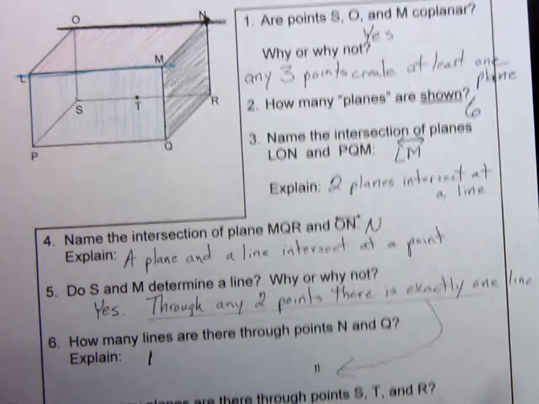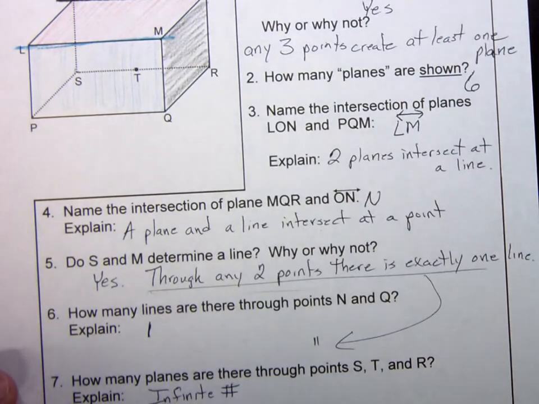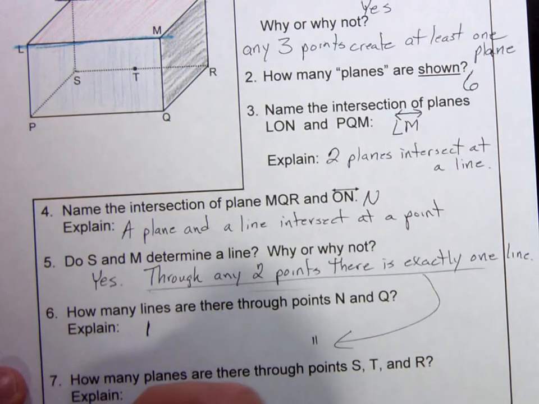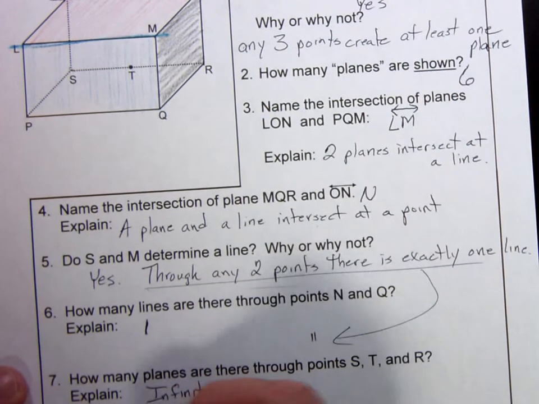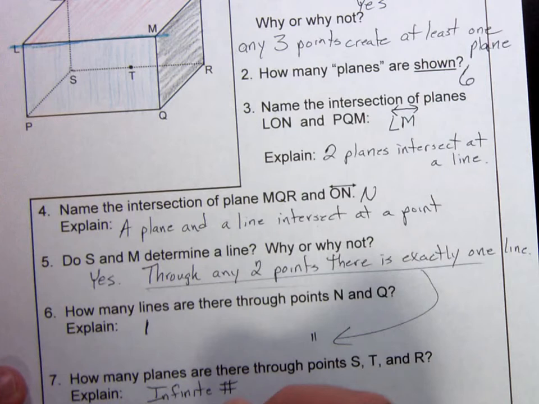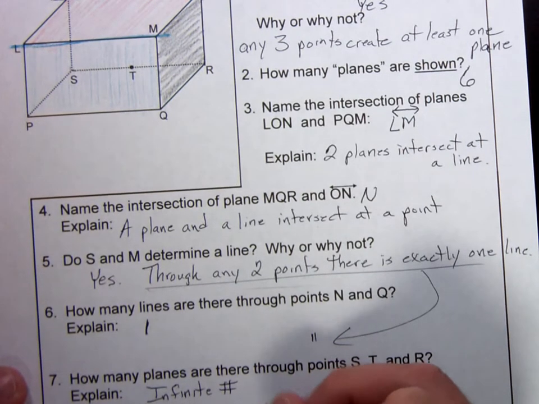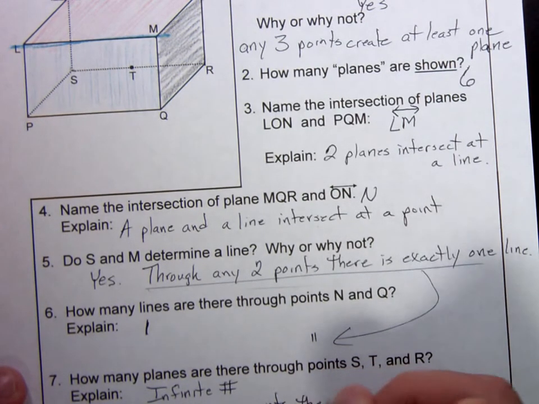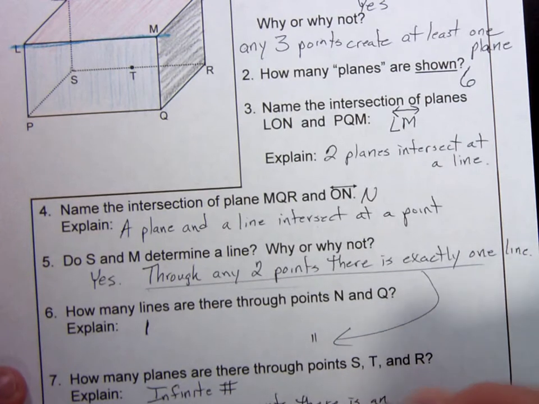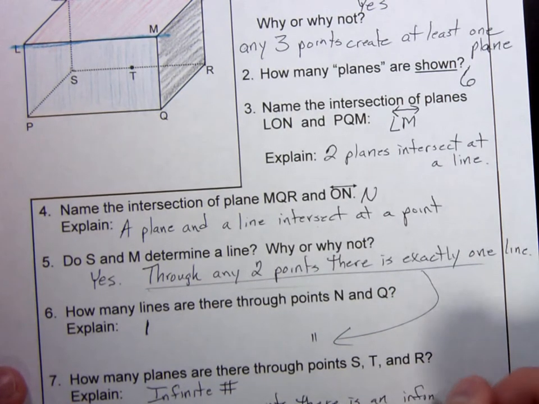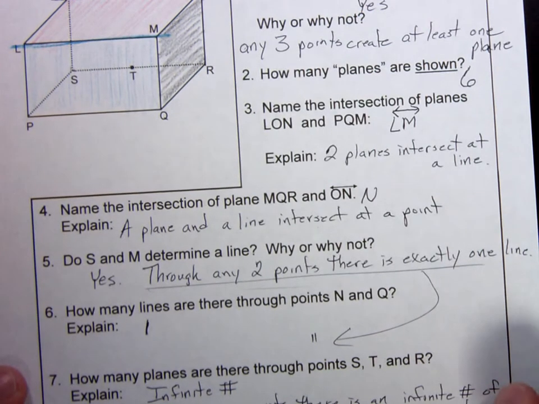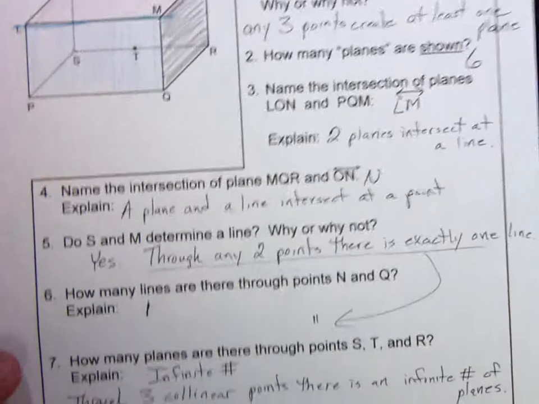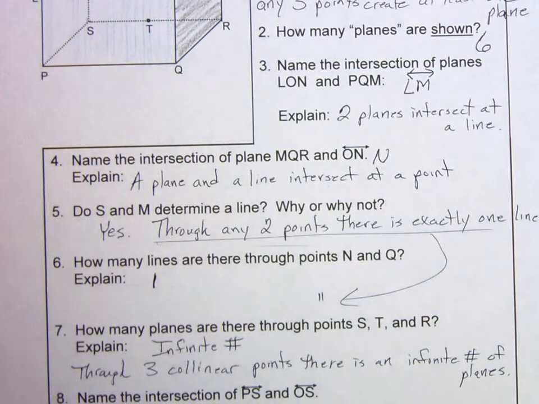So when we write our explanation, through 3 collinear points, there is an infinite number of planes. Sorry, I'm a little off the screen there. Through 3 collinear points, there is an infinite number of planes.